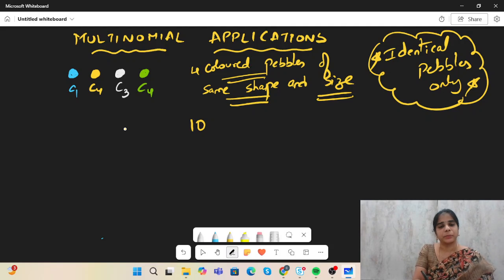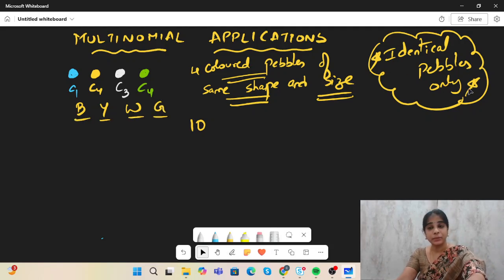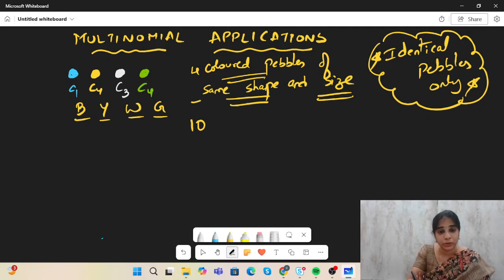You have blue, yellow, white and green. These are the colors that I am giving you. And remember, identical pebbles only. All these pebbles are to be identical. These are of the same color. These are of different colors, but yes, they are of the same shape and same size, if at all they are such. Now I have blue, yellow, white, and green. Now, in how many possibilities can I bring these pebbles? I want the total number to be 10 pebbles.